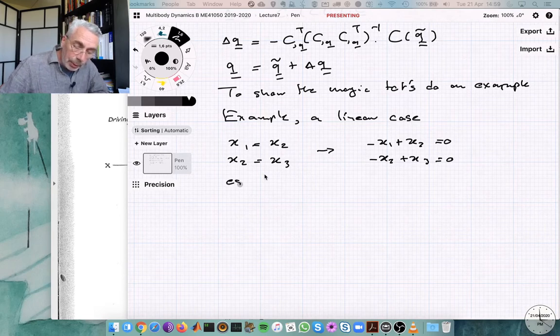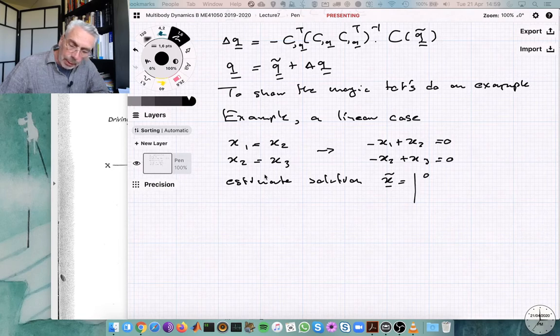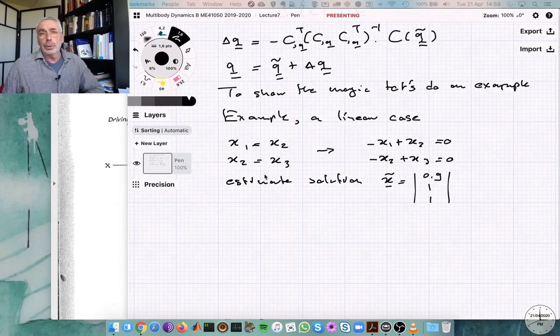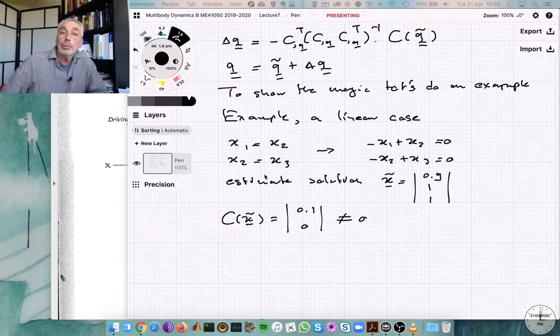And then I have an estimate solution, which comes from heaven, from somewhere, I don't know. And the estimate solution is, what did I take? Oh yeah, 0.9, 1, 1. Now clearly, this is not on the constraint surface, right? Because if you calculate the values for this, then we take minus x1 plus x2, so that is 0.1, that's not 0, and the second one is 0. But still, it's not completely 0, so we have to put it back on the surface.